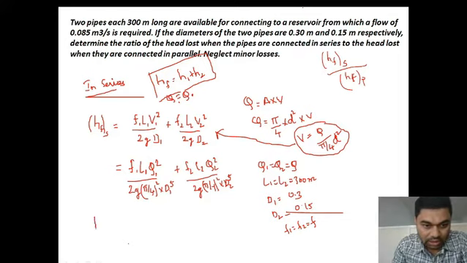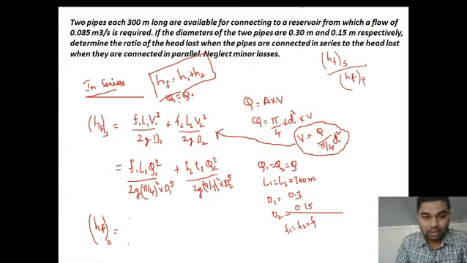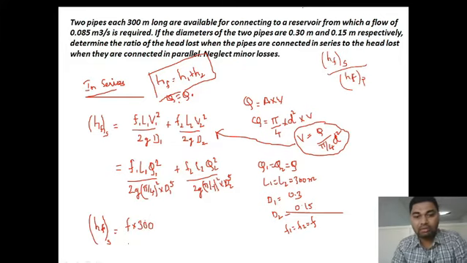So here HF in series will be equal to F into 300. Just simplify the above equation. F into 300 into the value of discharge, which is given as 0.085.